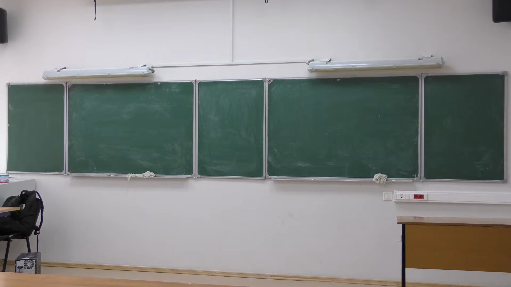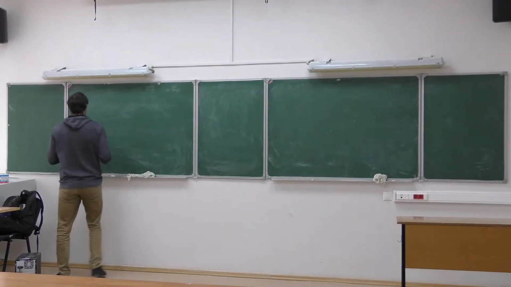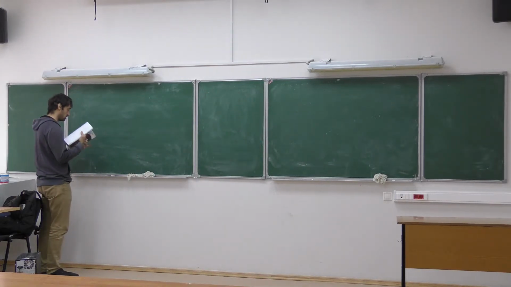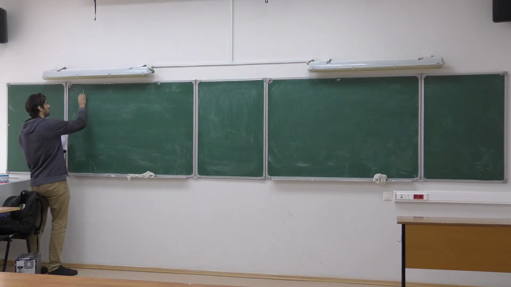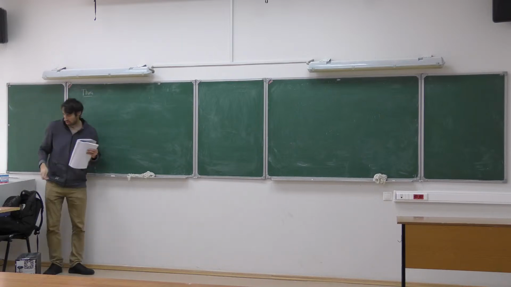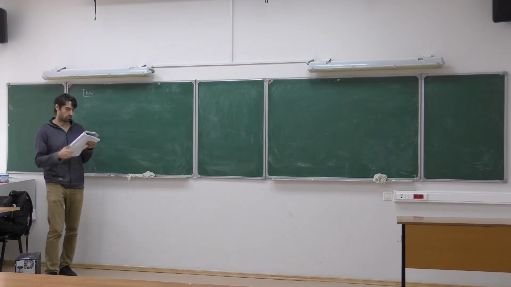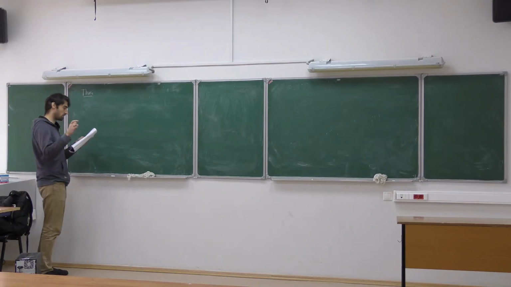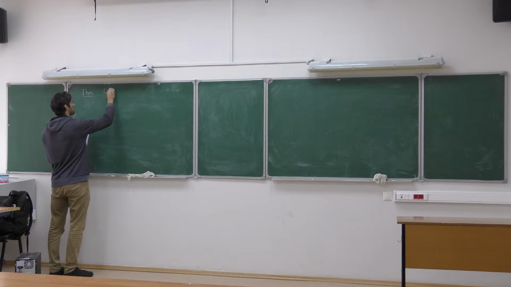Okay. So last time we formulated the following theorem: that geodesics in a Riemannian manifold locally minimize the length of curves. So namely, the theorem went like this.